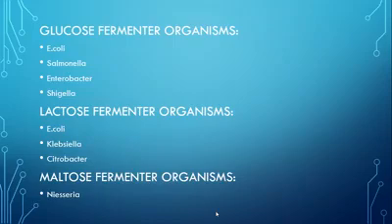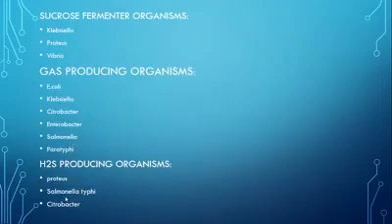Coming to some examples of organisms that are carbohydrate fermenters. For glucose fermenters, we have E. coli, Salmonella, Enterobacter, Shigella. Lactose fermenter organisms include E. coli, Klebsiella, Citrobacter. Maltose fermenter organisms include Neisseria. Sucrose fermenter organisms include Klebsiella, Proteus, and Vibrio. Gas producing organisms include E. coli, Klebsiella, Citrobacter, Enterobacter, Salmonella Paratyphi, and Typhi. Then we have H2S producing organisms: Proteus, Salmonella Typhi, and Citrobacter.